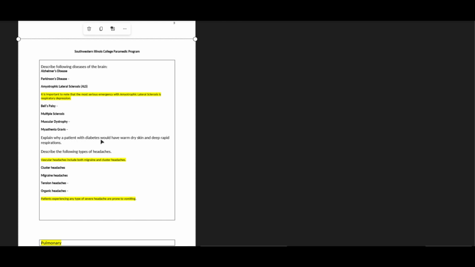Explain why a patient with diabetes would have warm, dry skin and deep, rapid respirations. So this is a very random question here in this part of the thing, but these are classic signs of DKA.